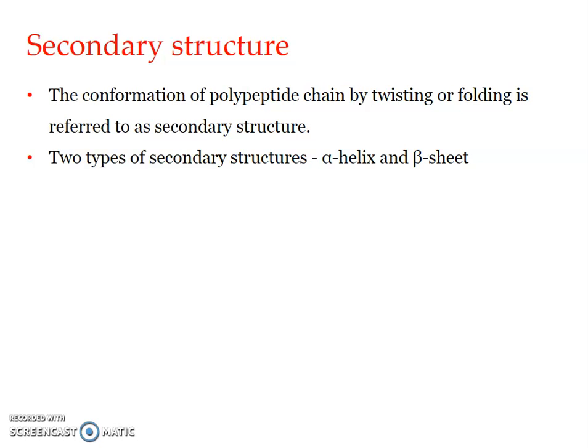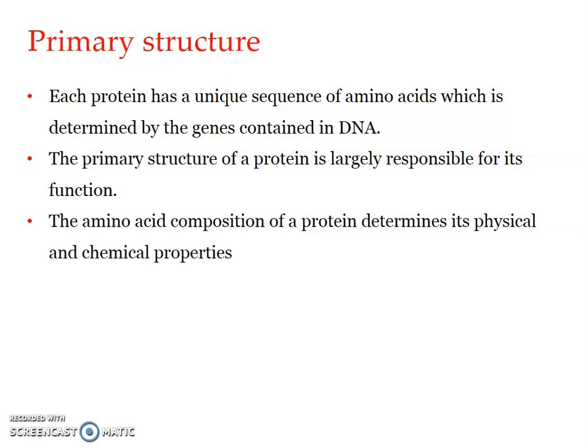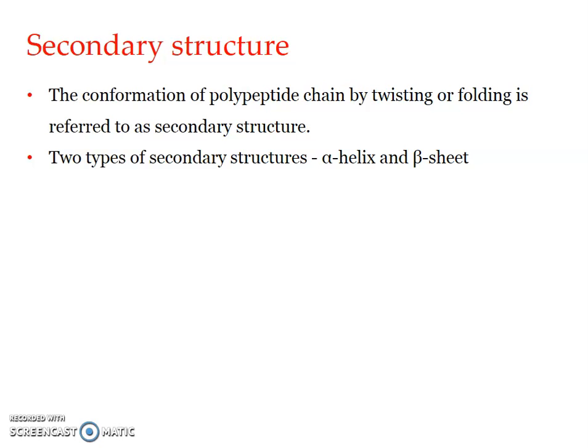Now, when we speak about secondary structure, we have already mentioned that in primary structure, the predominant bond is the peptide bond, and the peptide bond is formed when the amino group of one amino acid combines with the carboxyl group of another amino acid. We have already mentioned it is CONH, isn't it? Right. So this is regarding the primary structure, and regarding the secondary structure, we can see that the conformation of the polypeptide chain, or the structural twisting or folding, is referred to as the secondary structure.